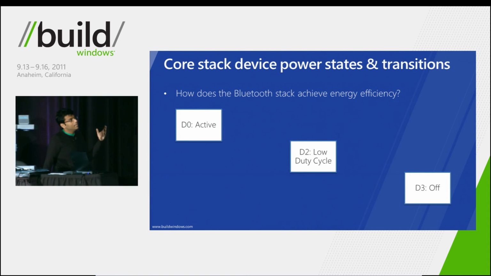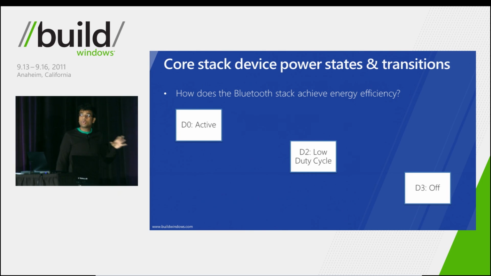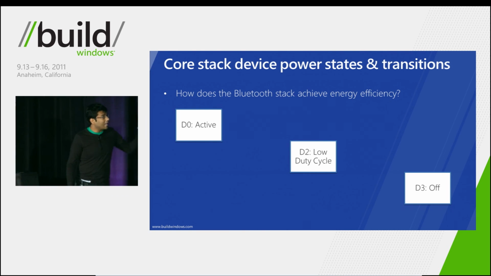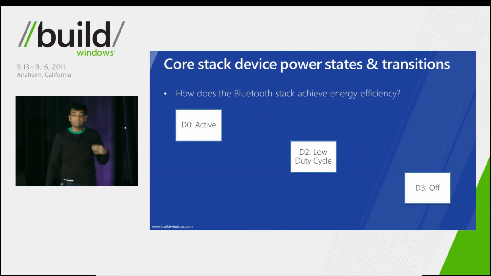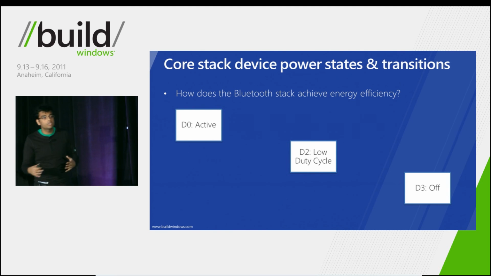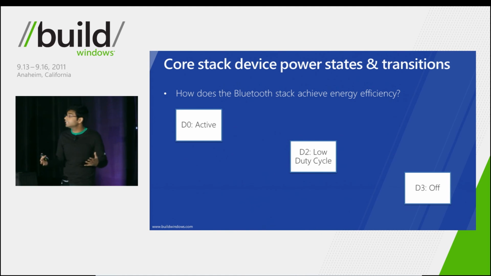So here are the 3 states that our core stack supports. It's active, low duty cycle, and off. The D there sort of relates to device states. So these are D0, D2, and D3, respectively. Now, I'd like to really emphasize that in order to achieve power efficiency, we want the Bluetooth controller to go into a low power state when there's no Bluetooth activity going on, but be able to quickly resume back to D0 when a user wishes to use a Bluetooth device.